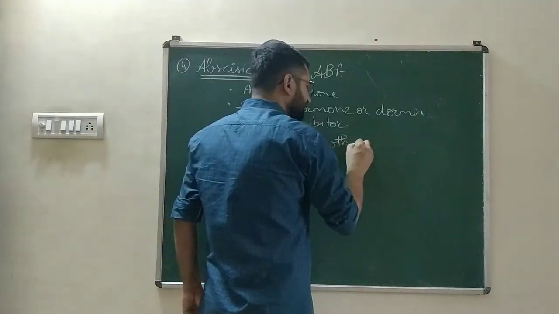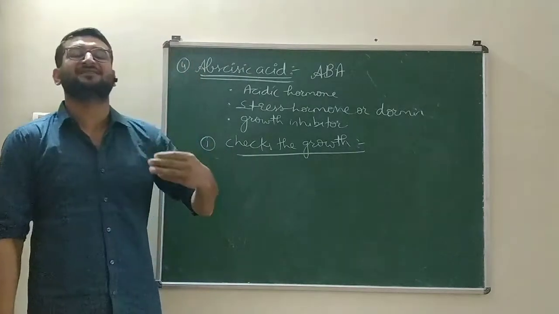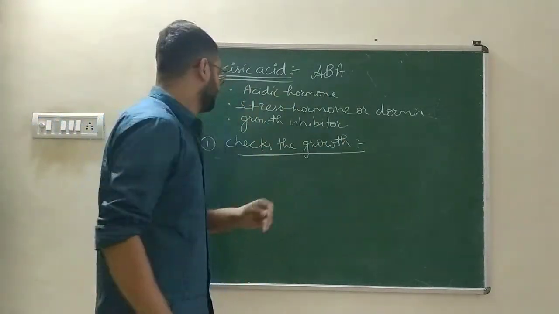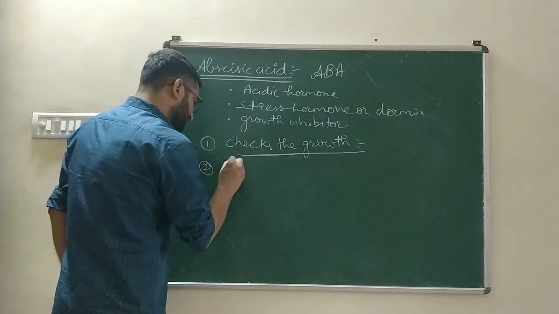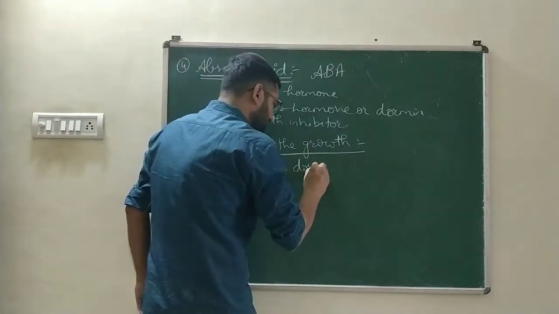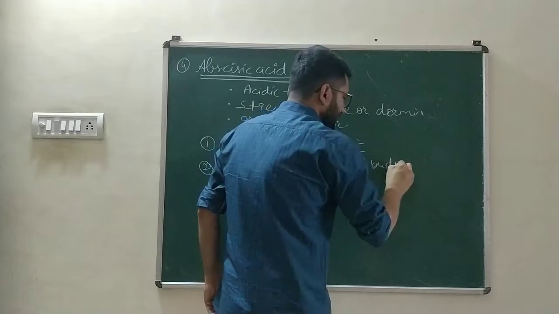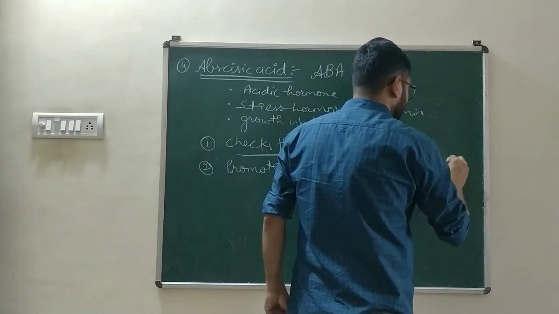How does it check the growth? By inhibition, by stopping various other growth promoting hormones. Next, it promotes dormancy of buds and seeds.